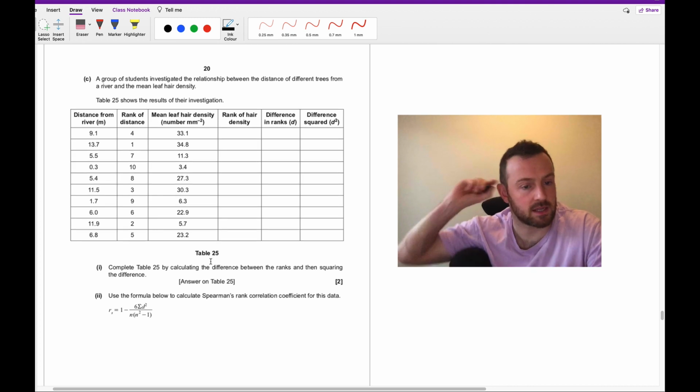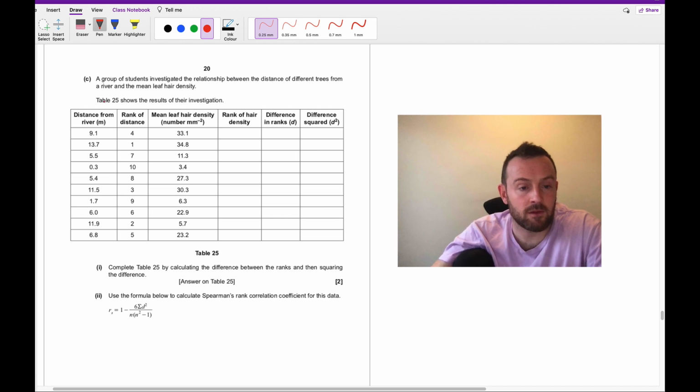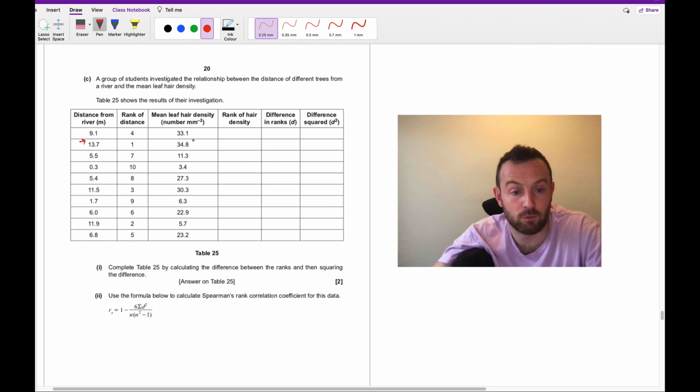Spearman's rank. Yeah, Spearman's rank. Okay. Right, now this is helpful. They've already done some of the ranking for us. So when you have Spearman's rank, you look at the data and work out which is the highest point. So 13.7 is the furthest leaf from the river, and it's given a rank of 1. And then 11.9 is the second furthest, and it's given a rank of 2. So now we need to work out the ranks of all these.